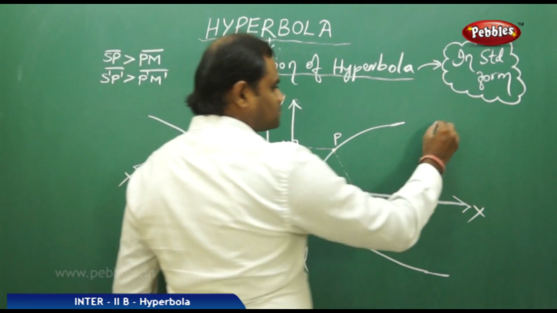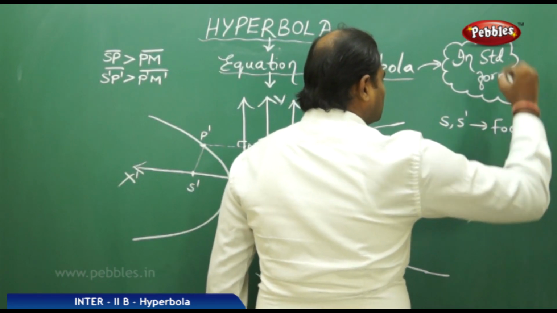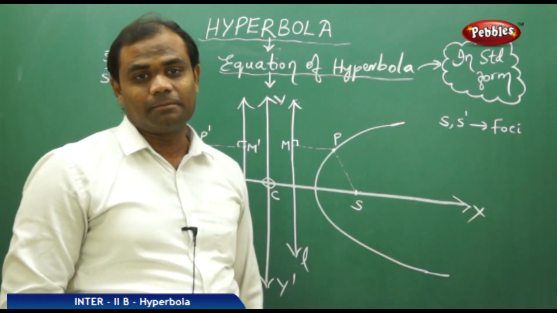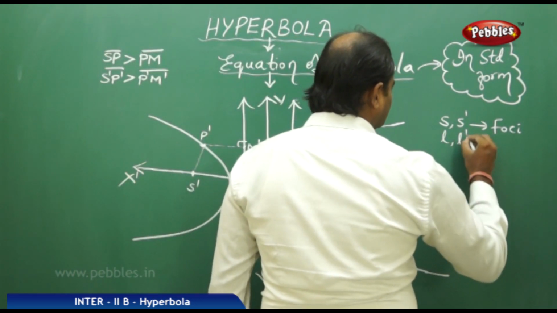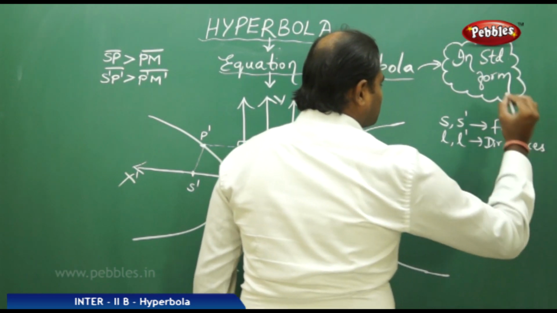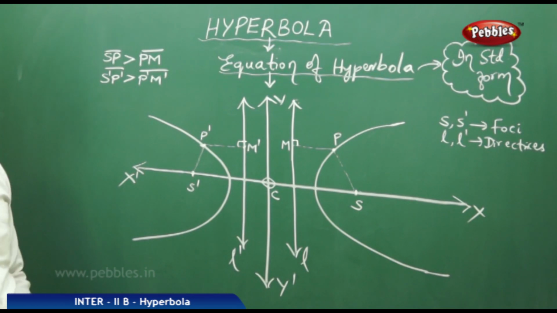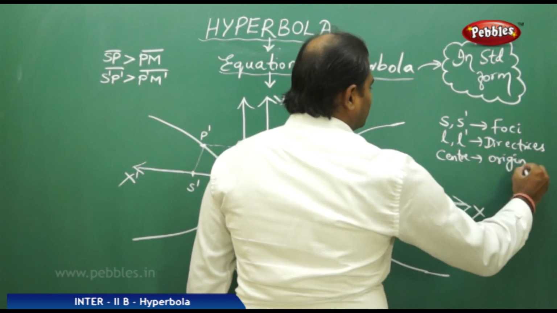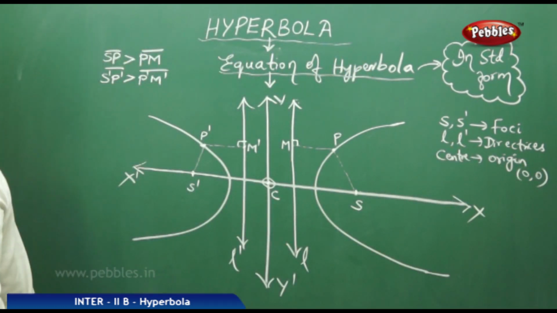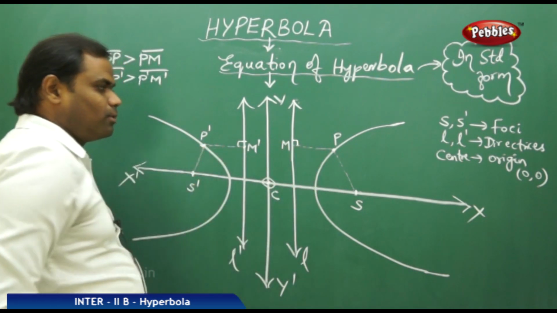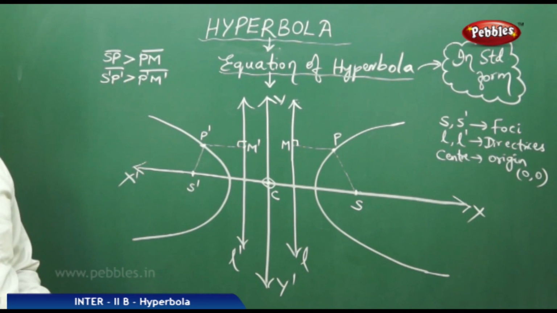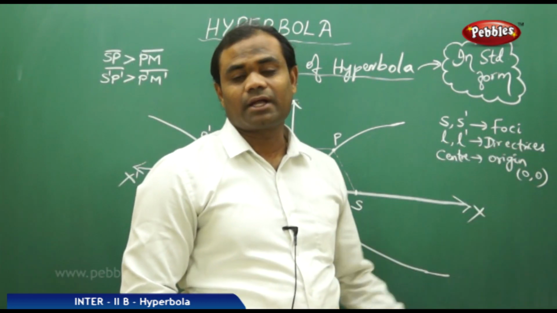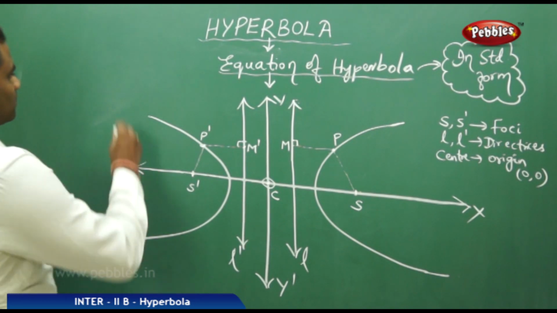So with this we identify that S and S dash are called the foci of the hyperbola, the plural of focus. S is the focus and S dash is the focus, and S and S dash are the foci of the hyperbola. L and L dash are said to be the directrices of the hyperbola. The center of the hyperbola is the origin (0, 0). And P and P dash are points on the hyperbola. So with this, let's define the standard form of the equation of the hyperbola using the basic information of foci, directrix, and origin.